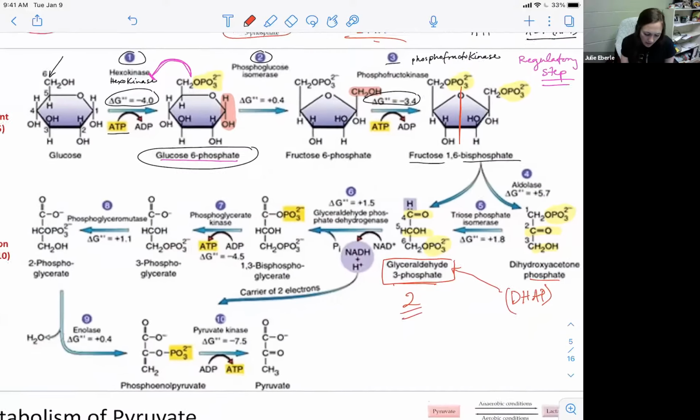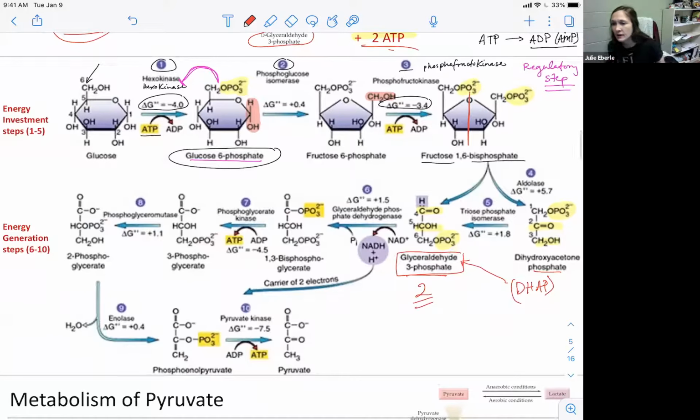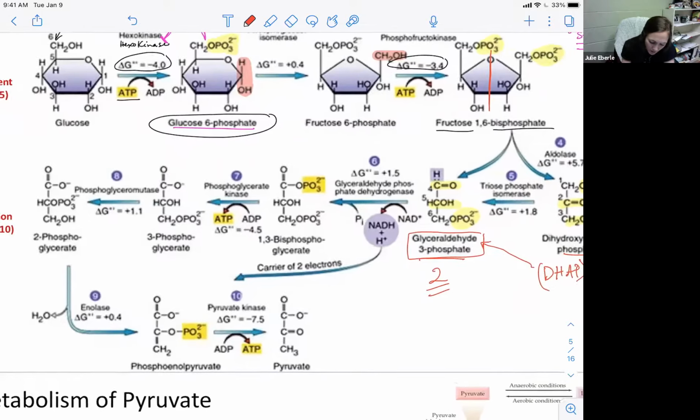Okay, now we're done with the first half of glycolysis. That's steps 1 through 5. Now we have the energy generation steps. I'll move through these a little bit faster than I did those first 5, because I'm not going to address the regulation; most of the regulation that's important happens in those first 5 steps. But I will walk through where we get the ATP.